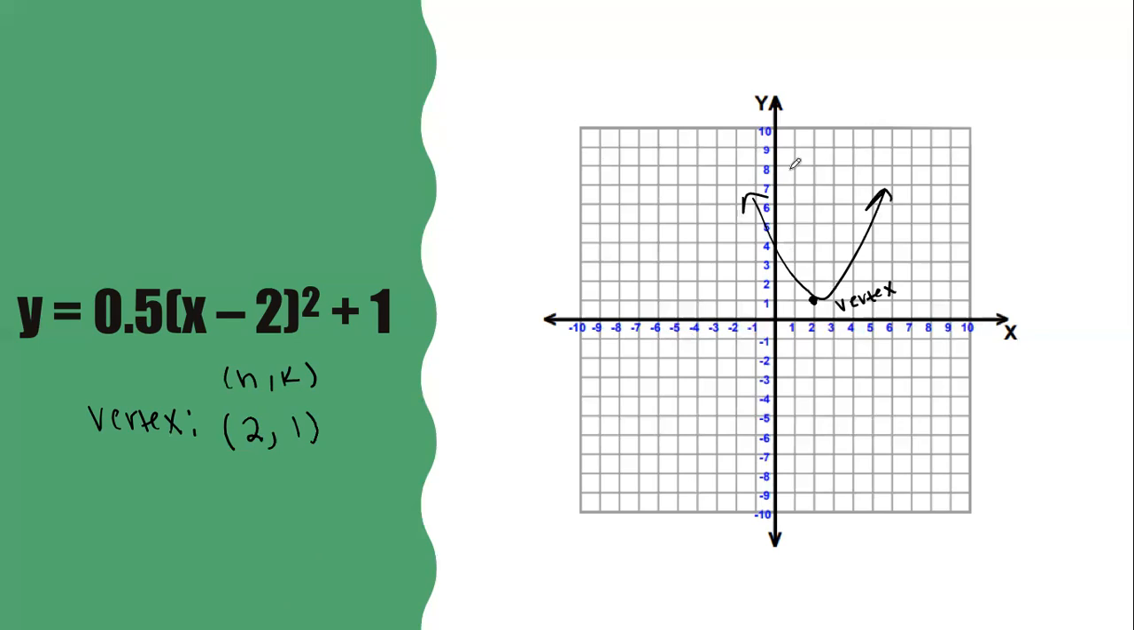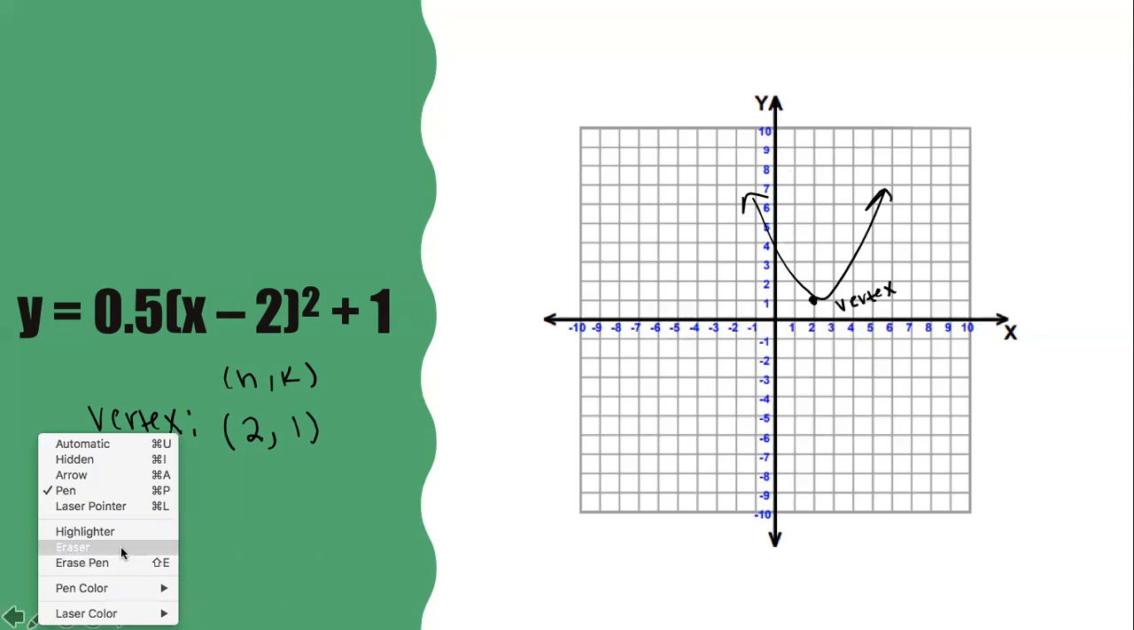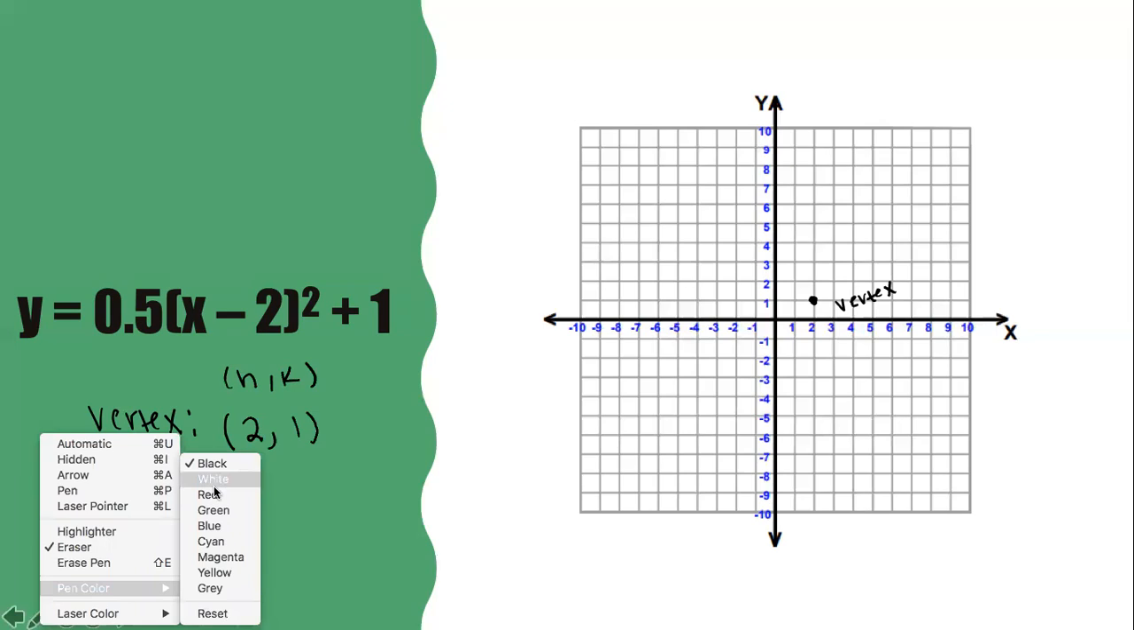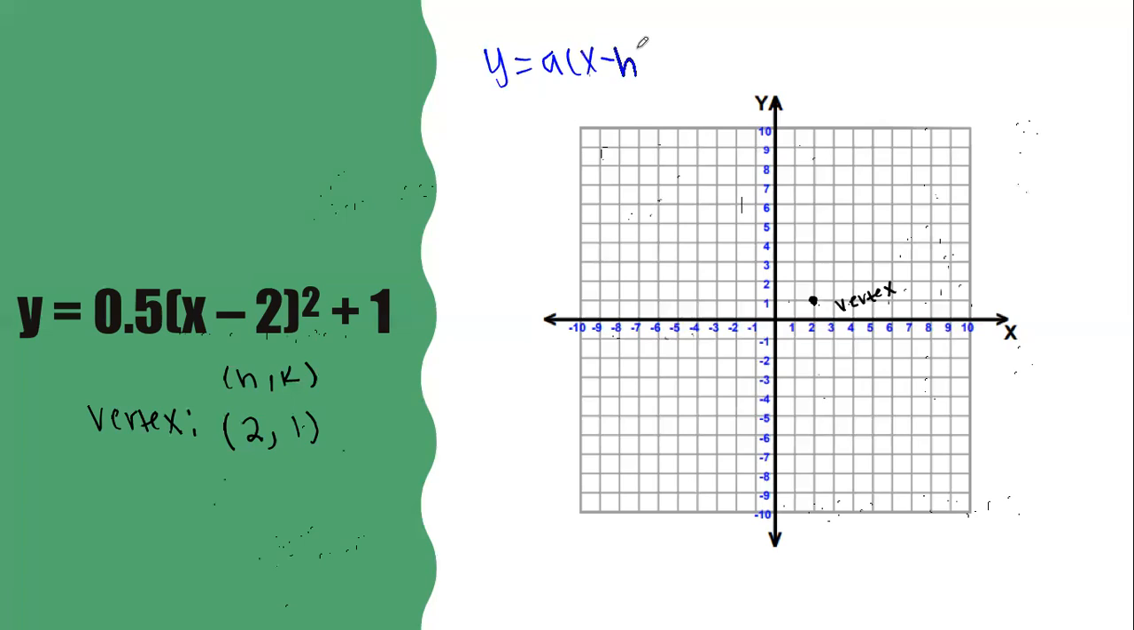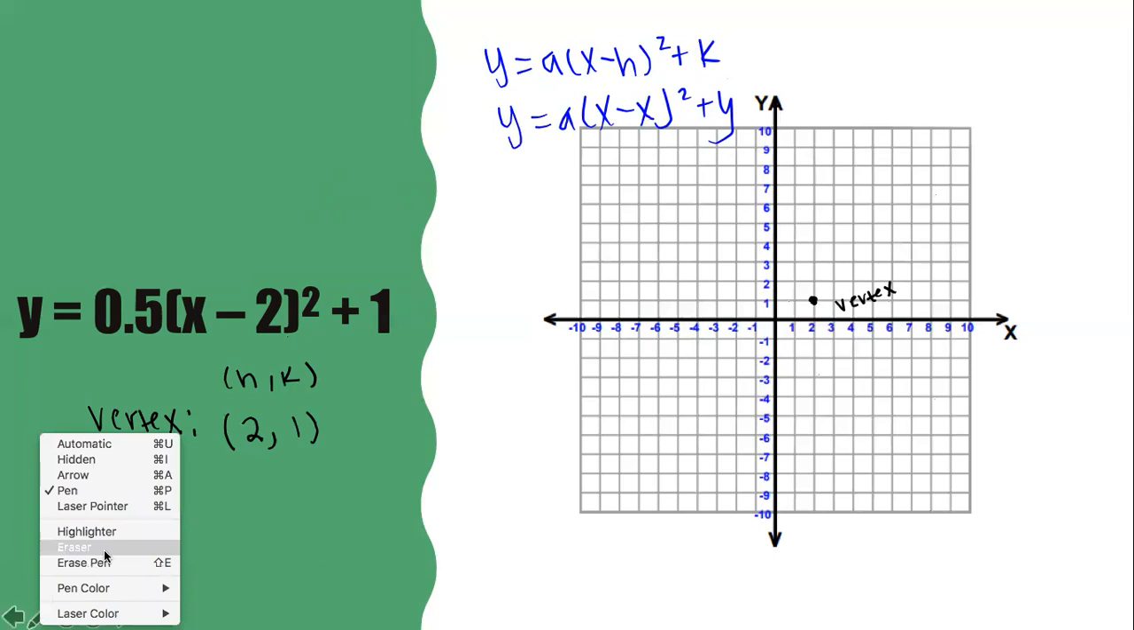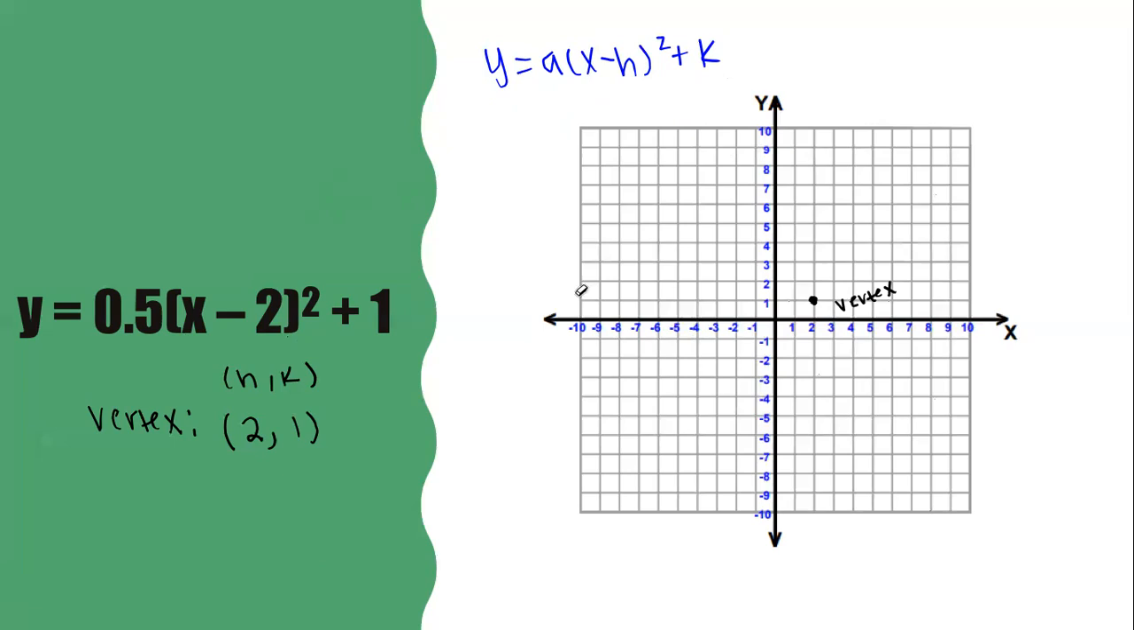Ms. Patterson? Yes, Jaden. So why are the letters like h and k instead of y and x? Good question. If you look back at the actual equation, y equals a, x minus h squared plus k. If I have h and k as x and y, there's already an x and y. So it would look like this: a, x minus x squared plus y. And that doesn't make any sense. So they represent the vertex in a different variable so that you can actually have an equation. If it was x minus x, it would be nothing there. So yeah, good question.